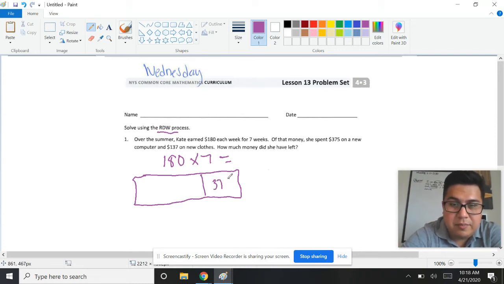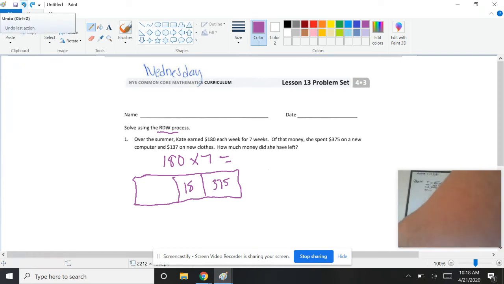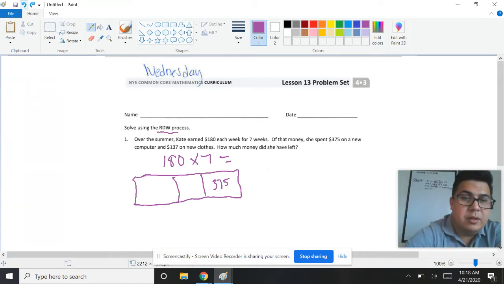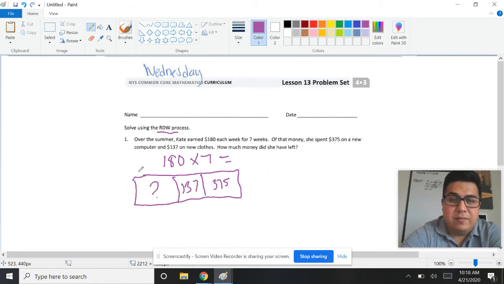So let's say that she spent 375 on a new computer. Nope, sorry. She spent $137 on some new clothes. And then this is the amount that we want to figure out that she has left. This will all add up to this. We need to figure out what that question mark is.